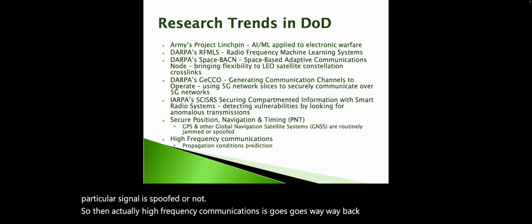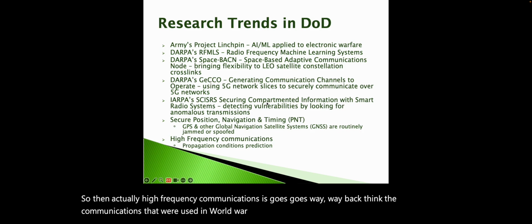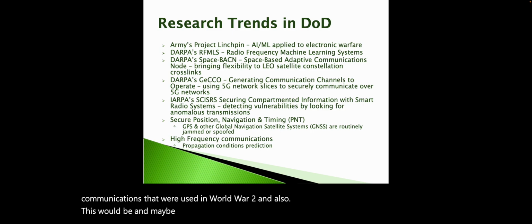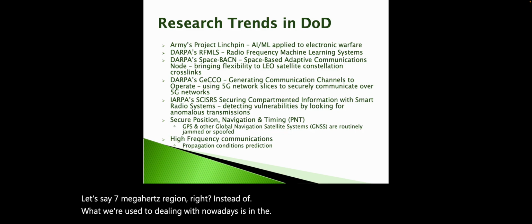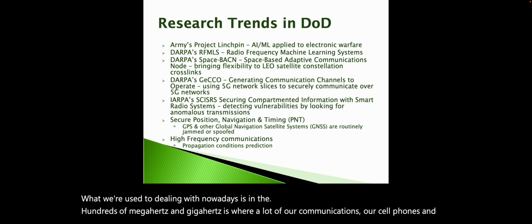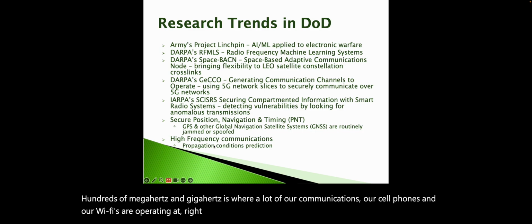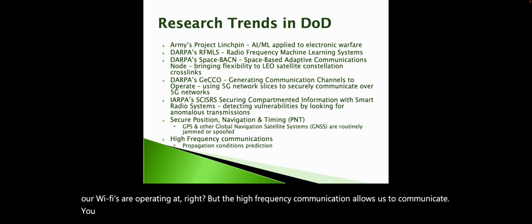Think the communications that were used in World War II, and this would be in maybe the, let's say, 7 megahertz region, right? Instead of what we're used to dealing with nowadays, which is in the hundreds of megahertz and gigahertz, where a lot of our communications, our cell phones, and our Wi-Fi's are operating, right? But the high frequency communication allows us to communicate hundreds and thousands of miles, but primarily because the signal can reflect off the ionosphere and bounce around the globe.